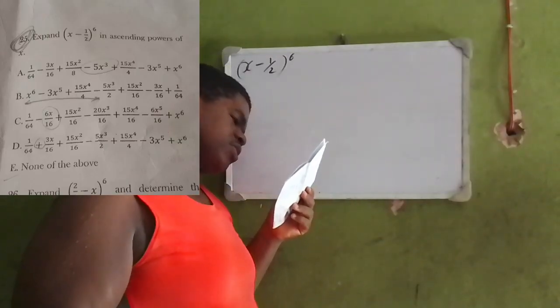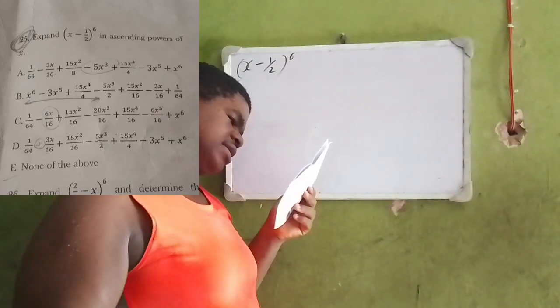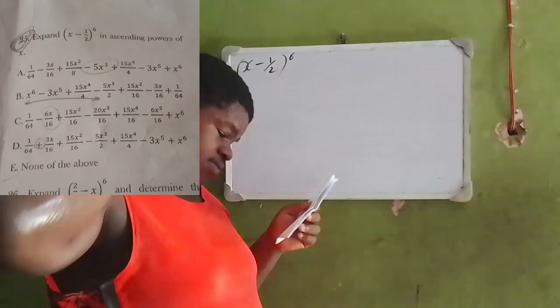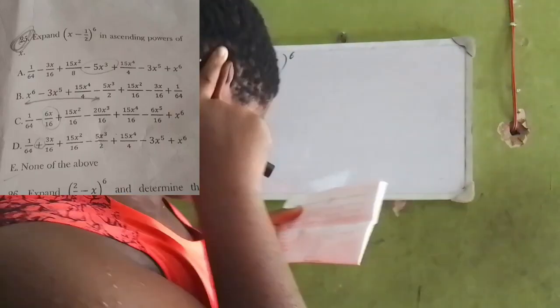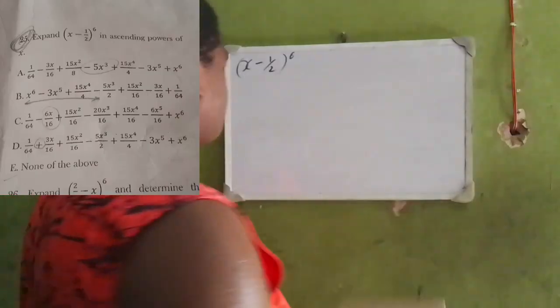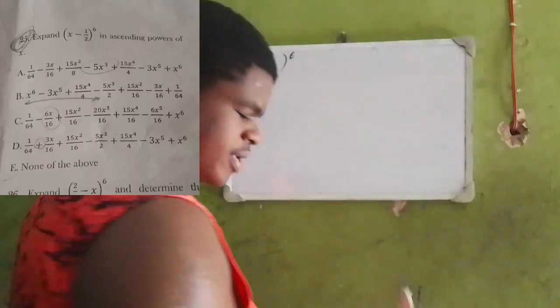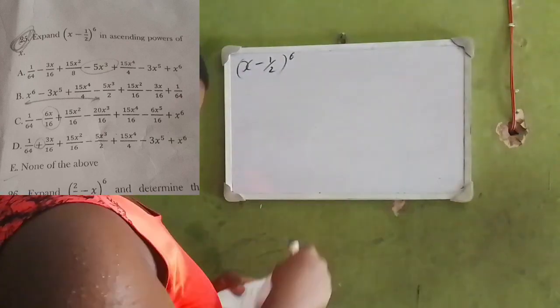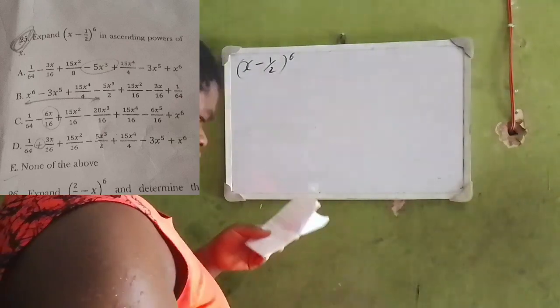Option A is ascending. Option B is descending. Options C and D are both ascending. But which of them would be the correct one between A, C, and D? Now I'm not really in the mood to start expanding this. So I'm just going to cancel out some options and decide what the final answer would be.